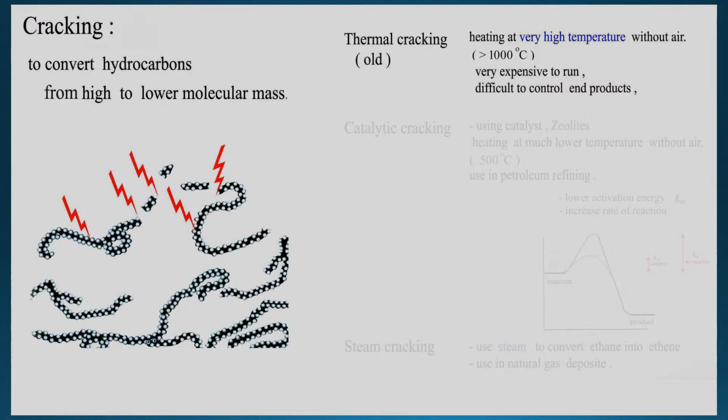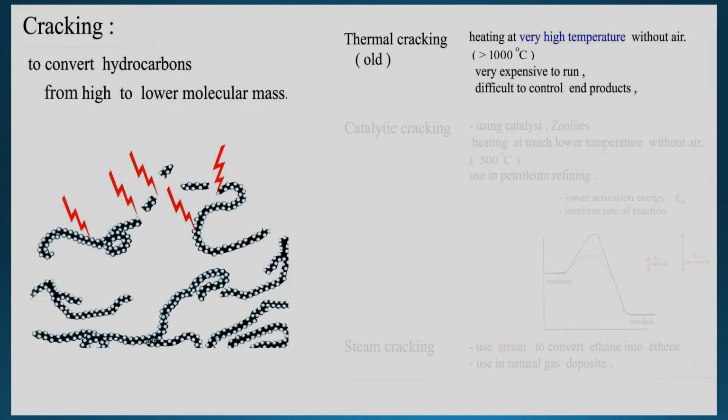An old method is called thermal cracking. When you heat this crude oil to 1000 degrees, at that high temperature and without air, the hydrocarbon chains will start to break up into short pieces. But this is very expensive to run and difficult to control the end product. Why? Student, think about what is meant by 1000 degrees. 1000 degrees is a very high temperature.